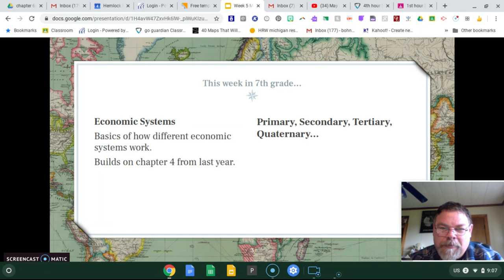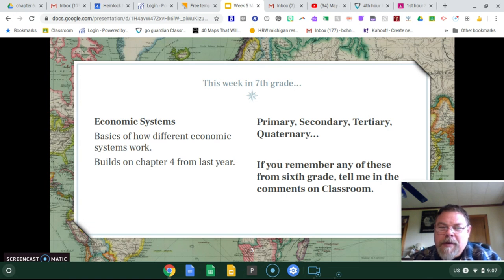Speaking of last year, primary, secondary, tertiary, quaternary. If you remember any of those from 6th grade, tell me in the comments in Classroom. Okay, so if you can remember what that was, what it was from, and what any of them mean, put a comment in Classroom so that we can all see that.